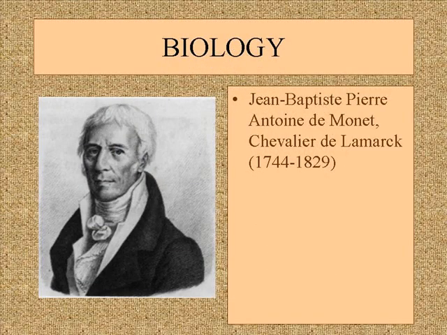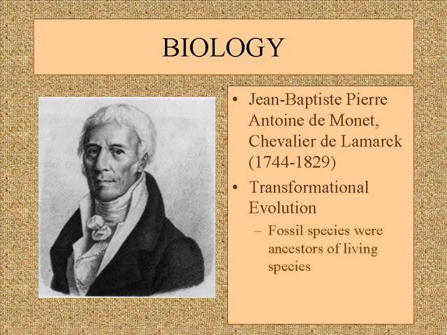Not everyone agreed with Cuvier. For example, Jean-Baptiste Pierre-Antoine de Monet Chevalier de Lamarck, who we'll call Lamarck from this point forward for obvious reasons, suggested something else that would explain why you have these fossil species that are out there that are now extinct. He called his idea transformational evolution. And what he proposed was going on is that fossil species were actually the ancestors of living species, and that some sort of change, some sort of transformation was taking place over time.